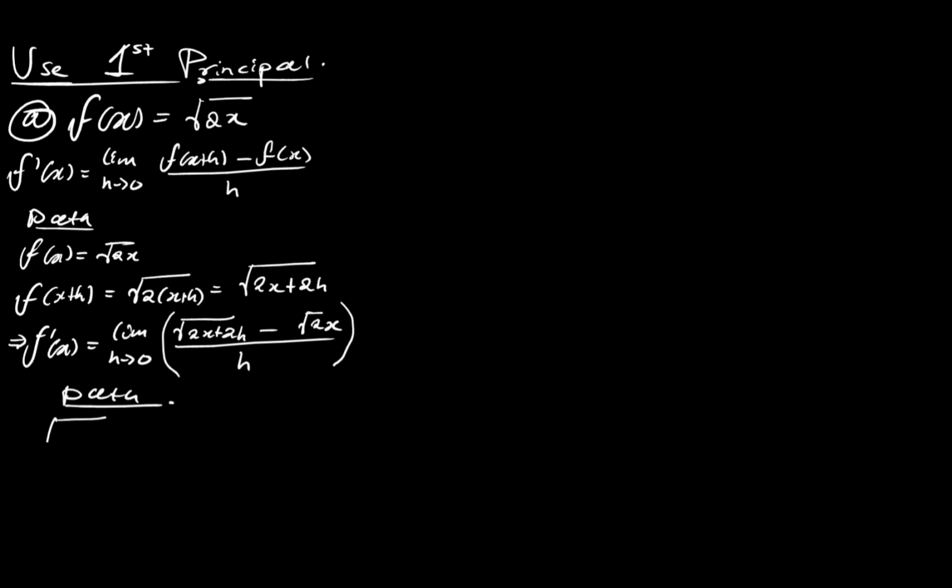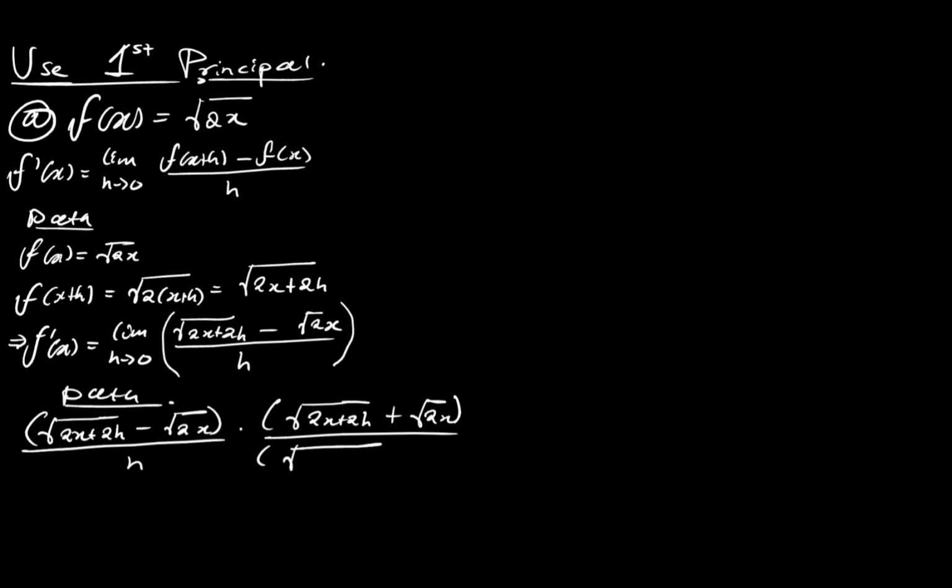So I'm taking the root of 2x plus 2h minus root of 2x, and this is over h. I'll multiply this by its conjugate, which is the same thing, but the only thing that will differ is that the sign will change from minus to plus. And this will be over the same thing, root of 2x plus 2h plus root of 2x.